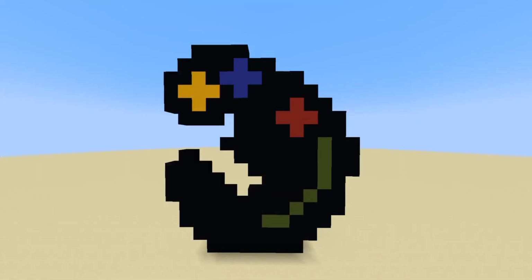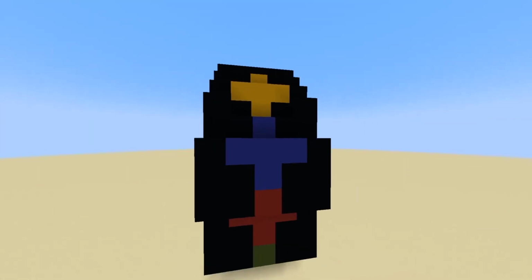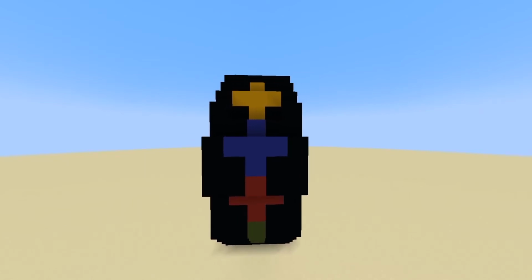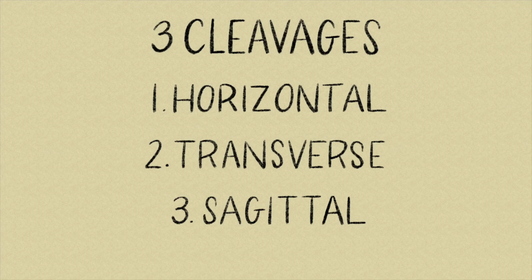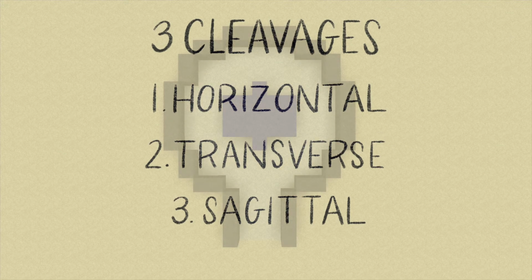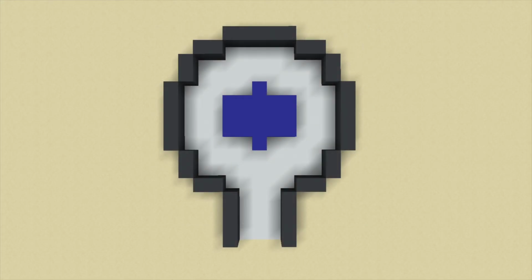Sonic hedgehog plays an important part in the brain of an embryo. The neural tube contains developing parts of the brain, known as the forebrain, midbrain, and the hindbrain. The forebrain undergoes 3 different cleavages: horizontal, transverse, and sagittal. The first cleavage creates the precursors to the eyes, which become 2 eye vesicles.